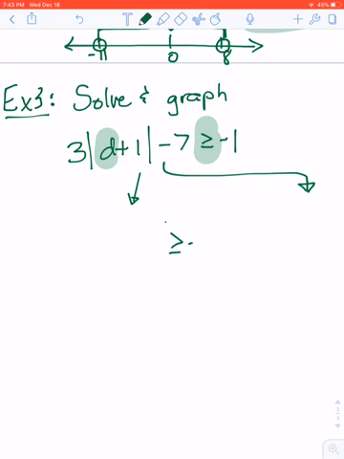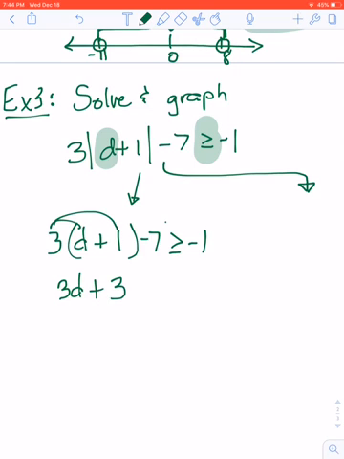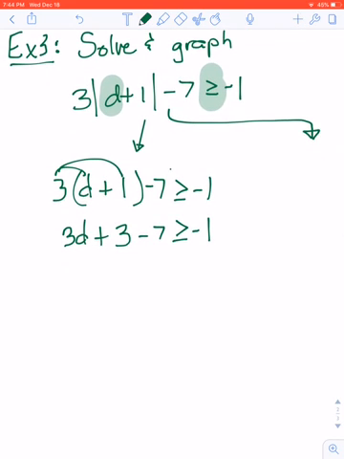So first of all, we're going to write it down without changing anything, except that we just drop the absolute value. I replace it with a set of parentheses because I need to multiply that 3 through. 3 times d gives me 3d. 3 times 1 is 3. Minus 7 is greater than or equal to negative 1. Remember from our multi-step problems, you want to get rid of the parentheses first. Now I'm going to collect any terms that I see are alike. I see a 3 and a negative 7. Last time I checked, that's negative 4.